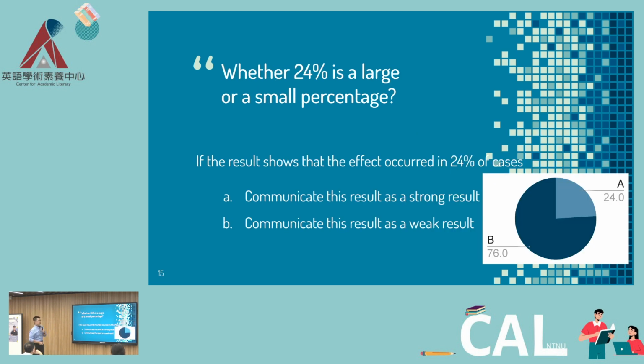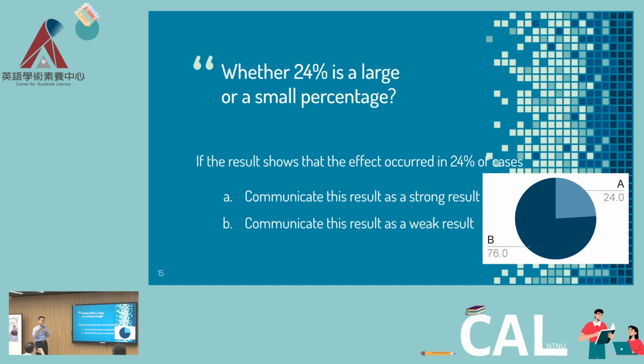Okay, so how about 24%? If the effect occurred in 24% of cases, is that a lot or is it just a small number? So what do you think? If the result is a strong result, that means 24% is a lot. If you think that, please raise your hand. 24%. Okay, so how about 24% is just a small percentage? Okay, the answer is both are correct.